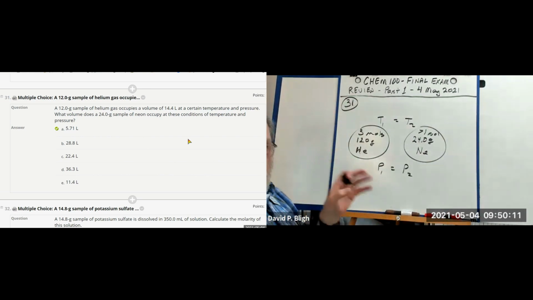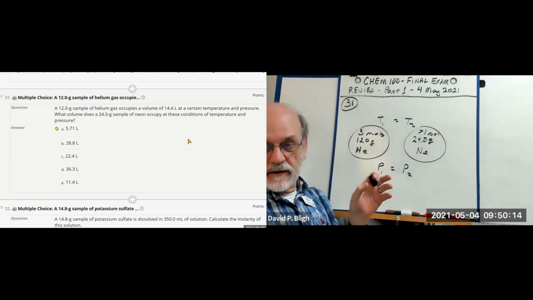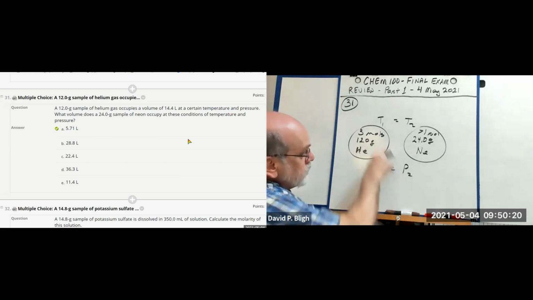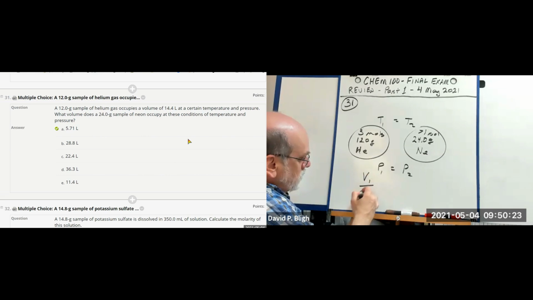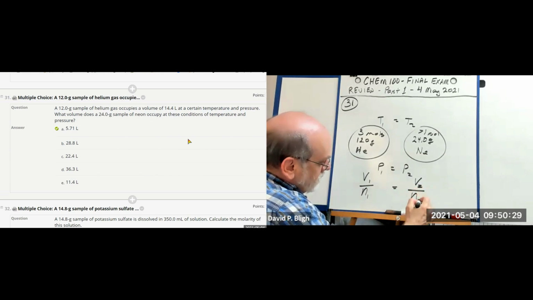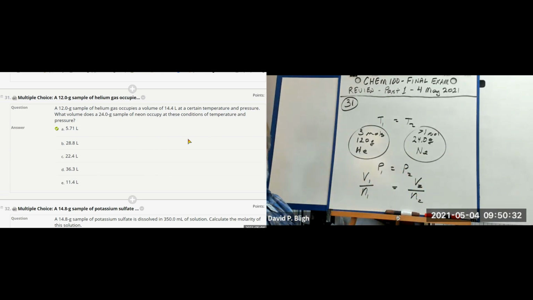So, which law is going to apply here? Avogadro's law. Avogadro's law says if these two are constant, then this one divided by that one is equal to this one divided by that one. Okay? So, what's the volume here? 14.4 liters. So this is 14.4 liters. There. How many moles is it? Well, it's 3 moles.